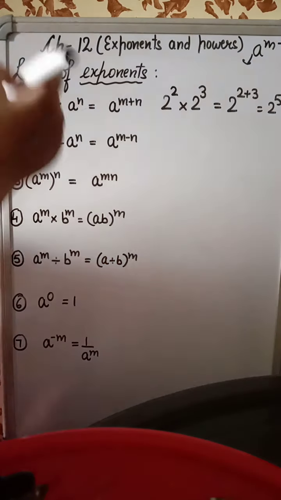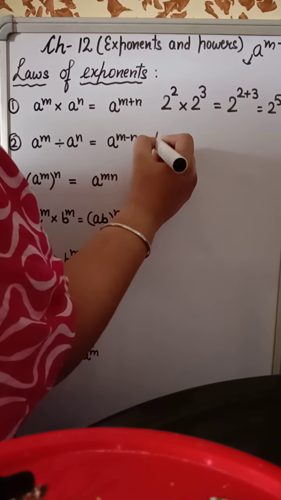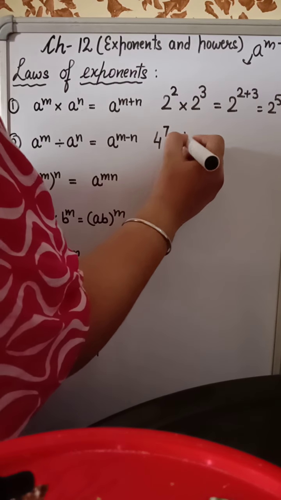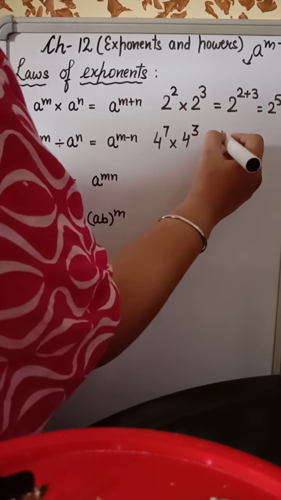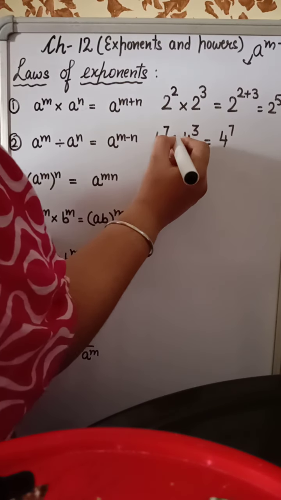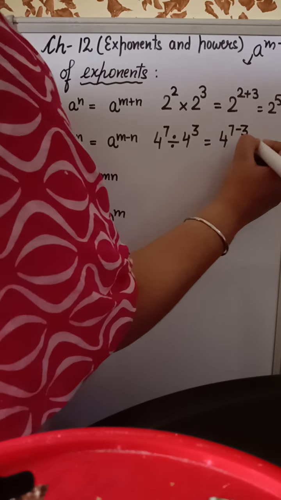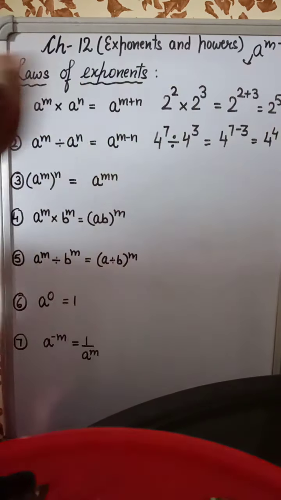Now next one, if bases are same, in between division is there, powers will be subtracted. 4 raised to power 7 divided by 4 raised to power 3, here we are discussing the division sign. So 7 minus 3, 4 raised to power 4.